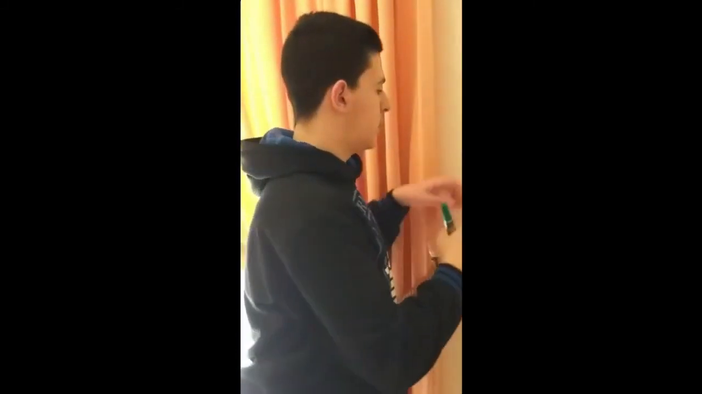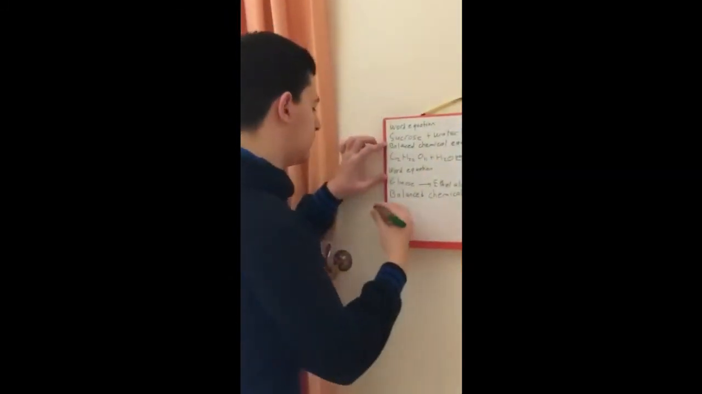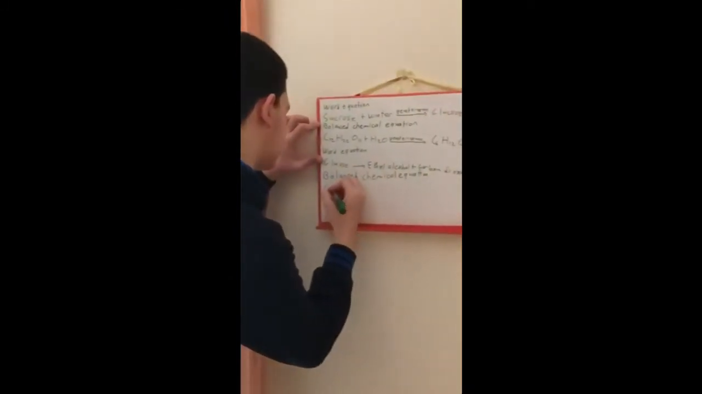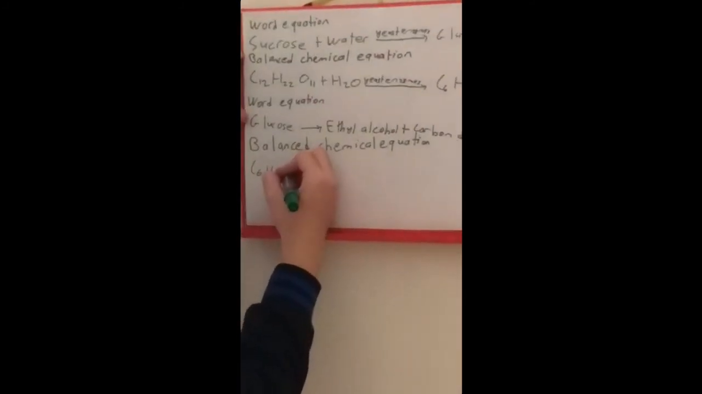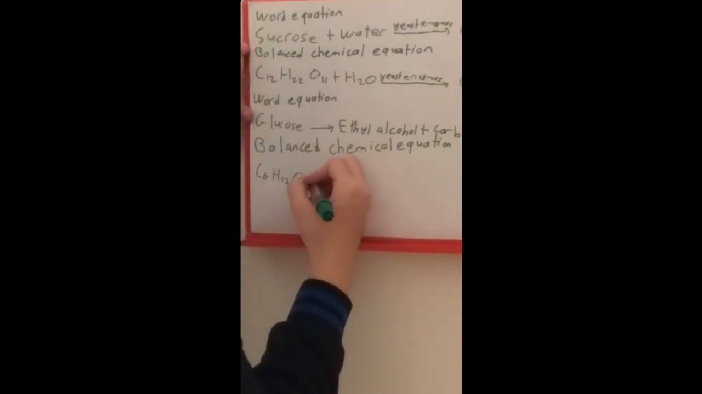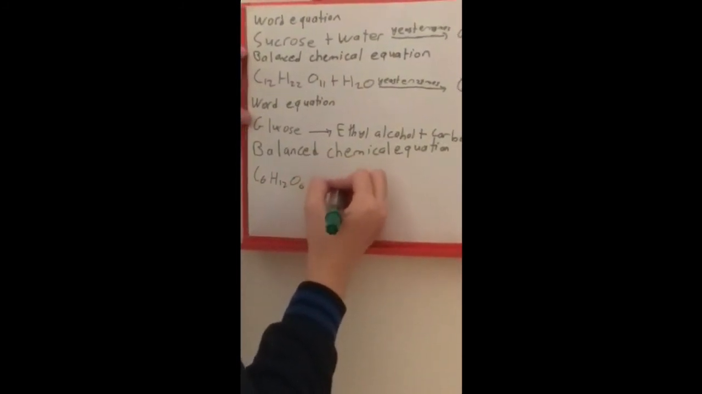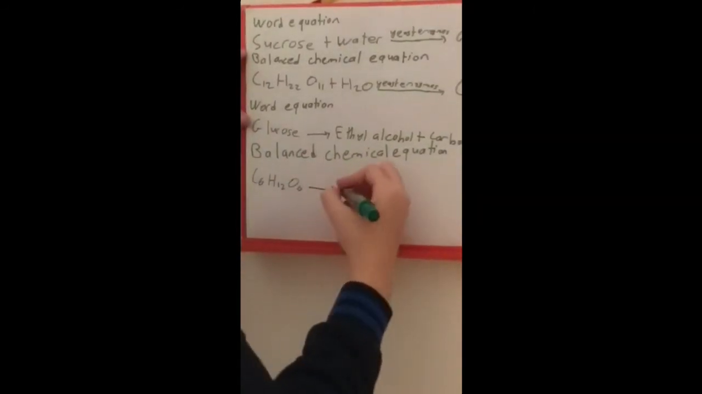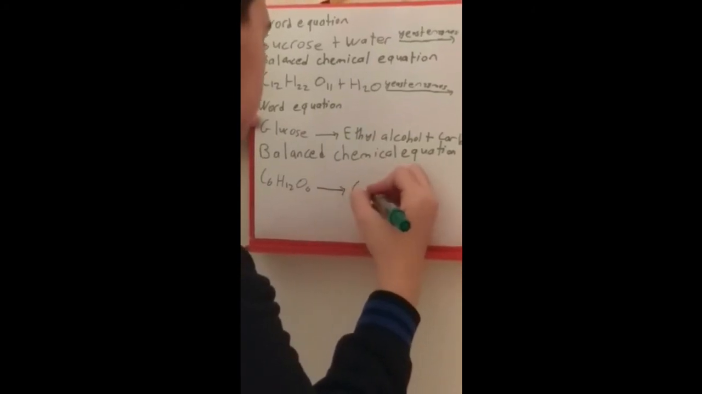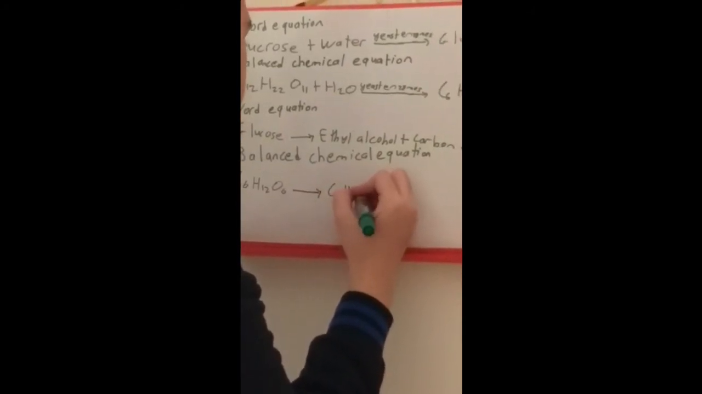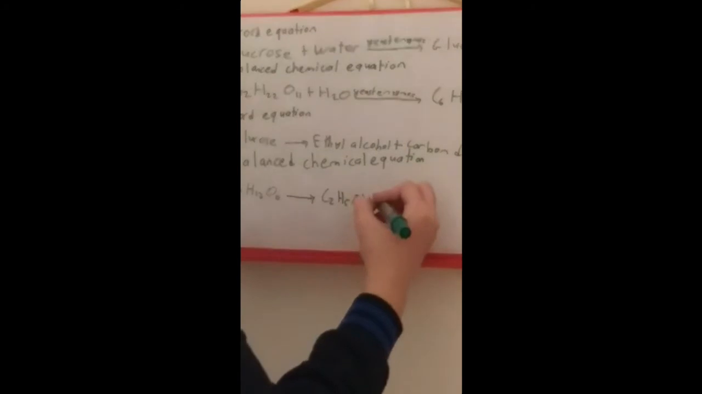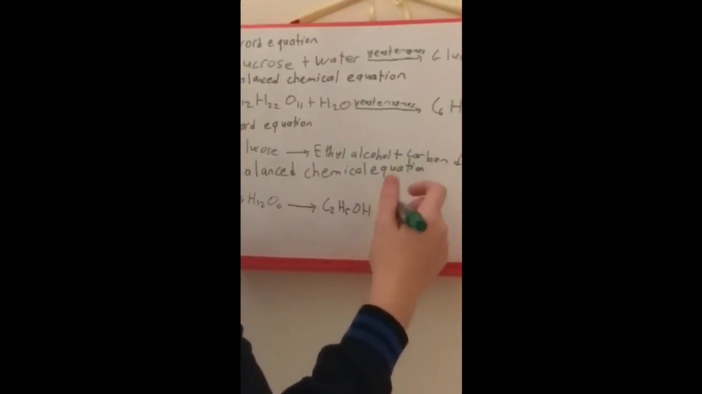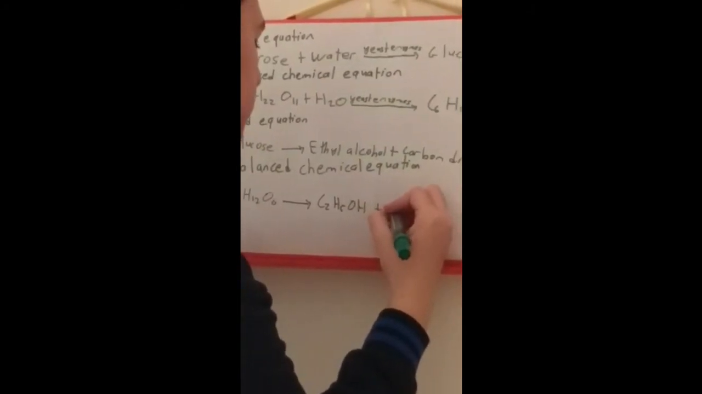Now the balanced chemical equation. The formula of glucose is C6H12O6. The formula of ethyl alcohol is C2H5OH. And the formula of carbon dioxide is CO2.